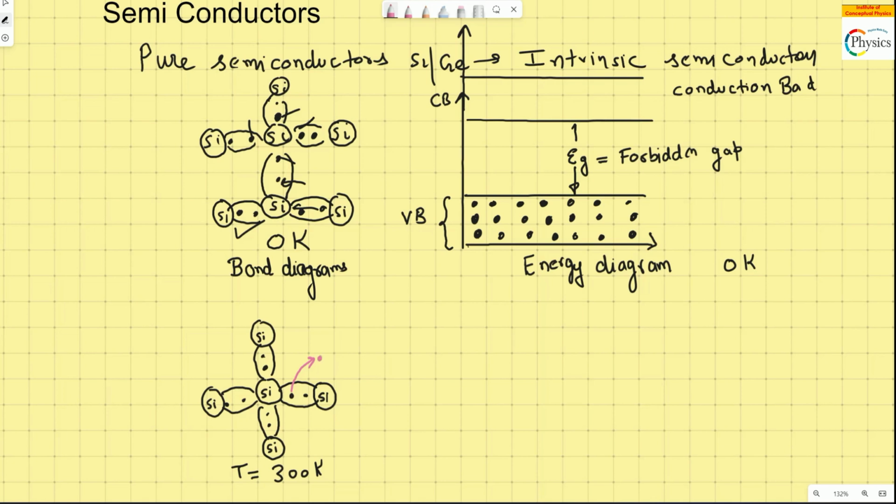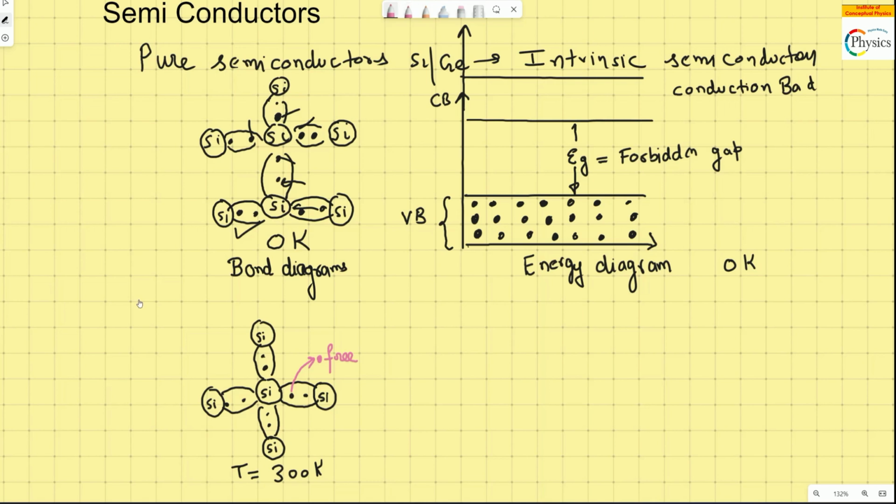So this will break out of the lattice, and this can move anywhere in the structure of the silicon. So this has become a free electron. Some will definitely break away, not all. Very few electrons get sufficient energy to break away from the parent silicon atom.